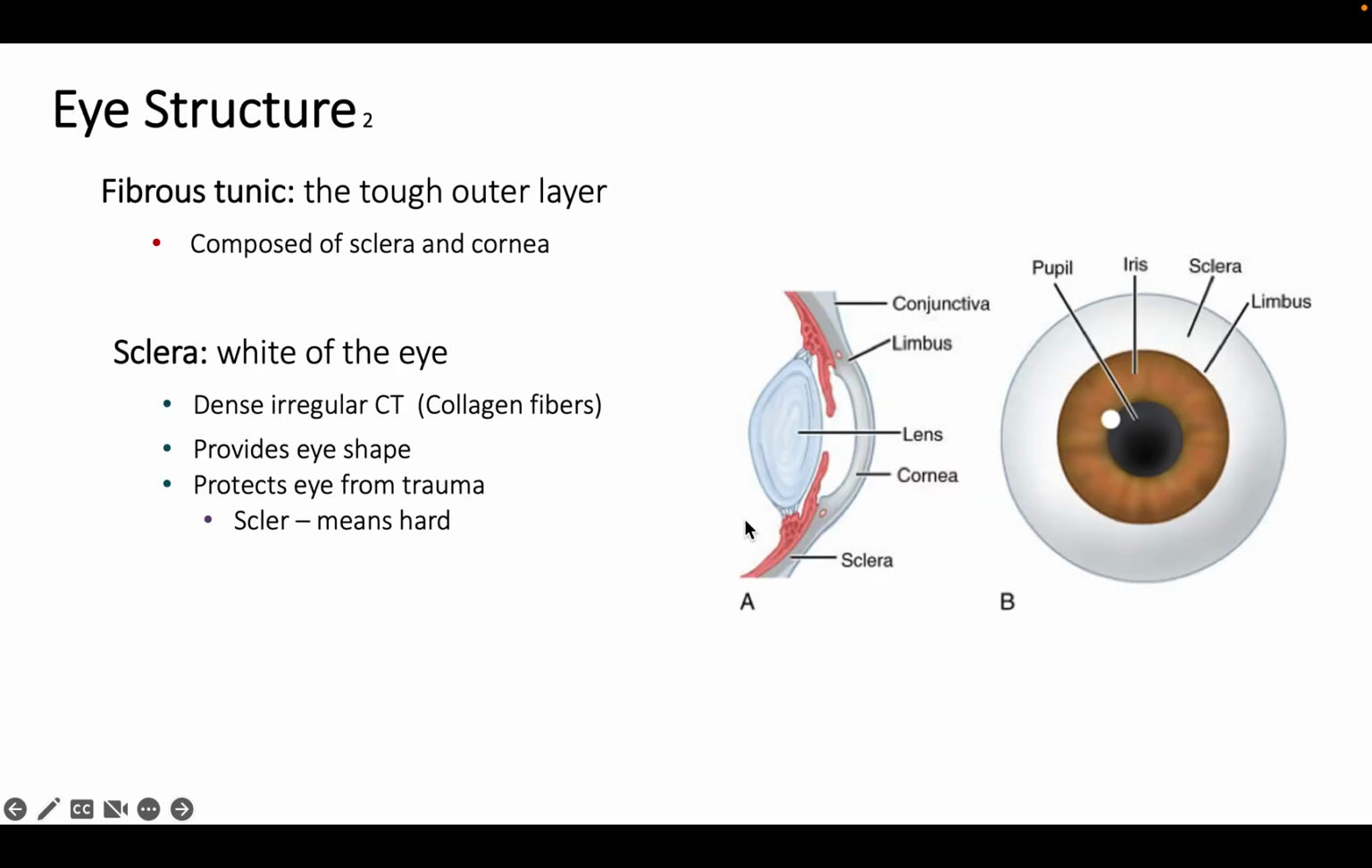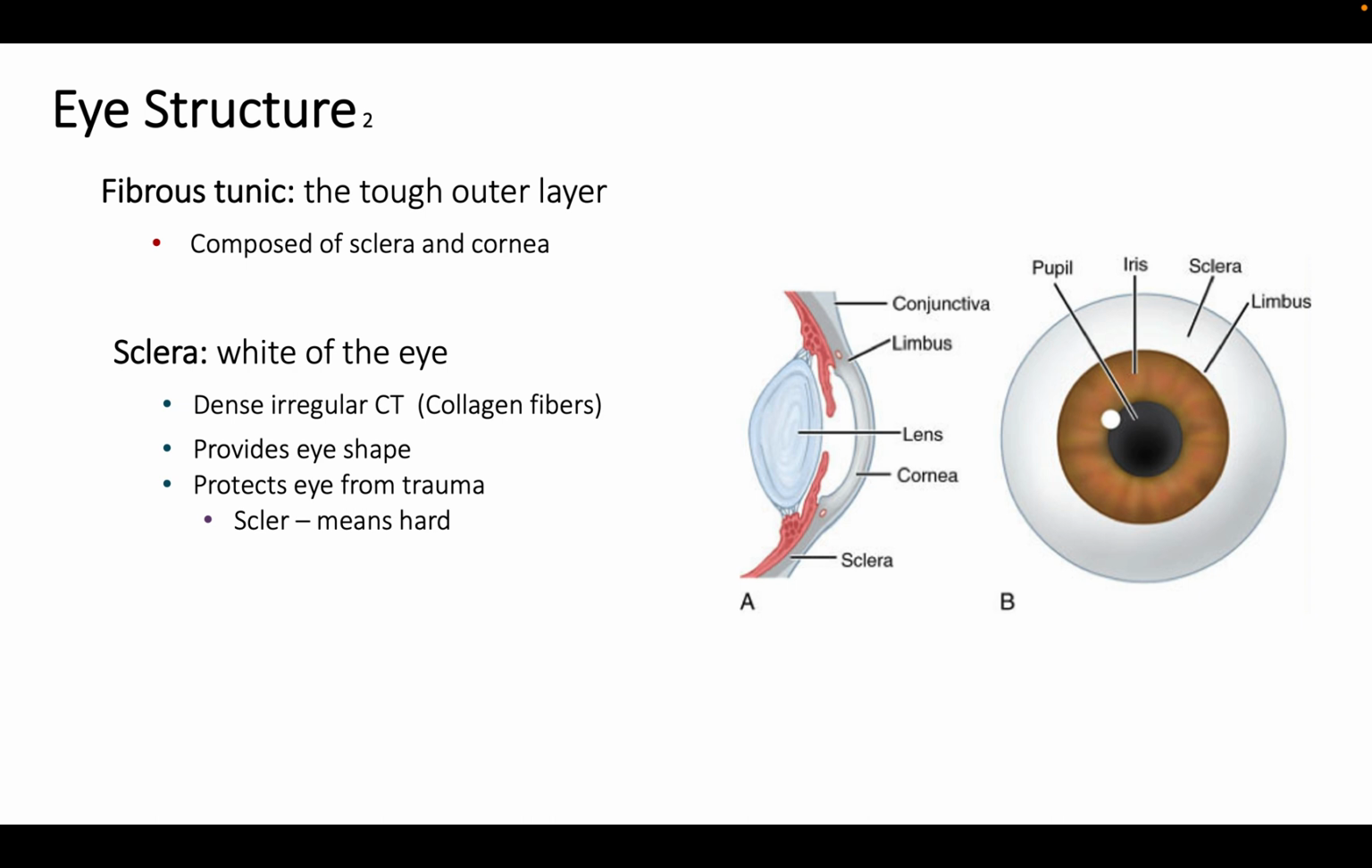So when we look first at our outer layer, this most superficial layer, our fibrous tunic, it is composed of the sclera and the cornea. Now, the sclera is very easily seen on your own eye. On living specimens, you can see this very easily. It's simply the white of the eye. When you look at somebody's eye, or if you look at your eye in the mirror or a picture, the part that is white is our sclera.